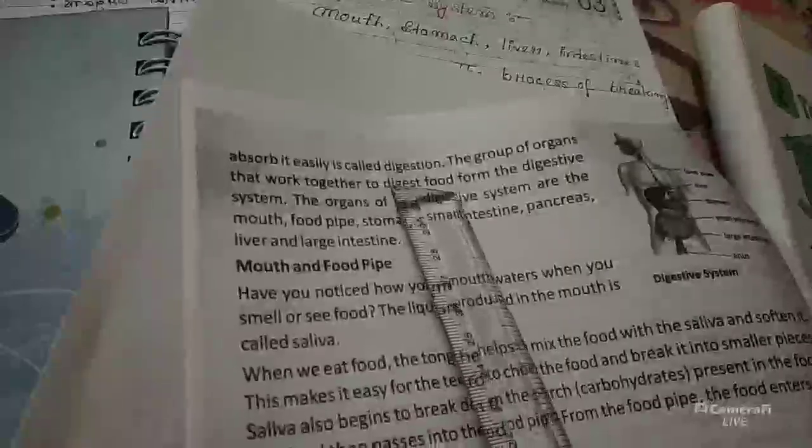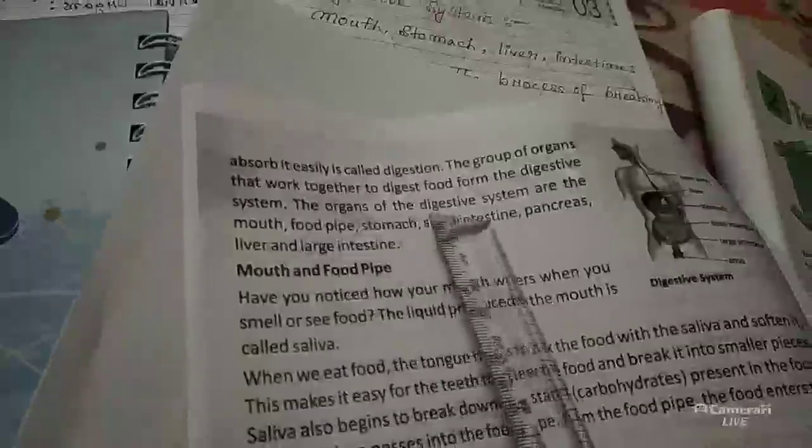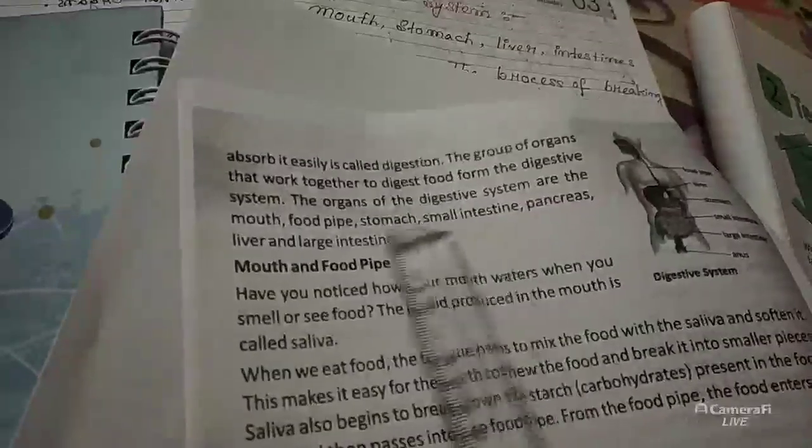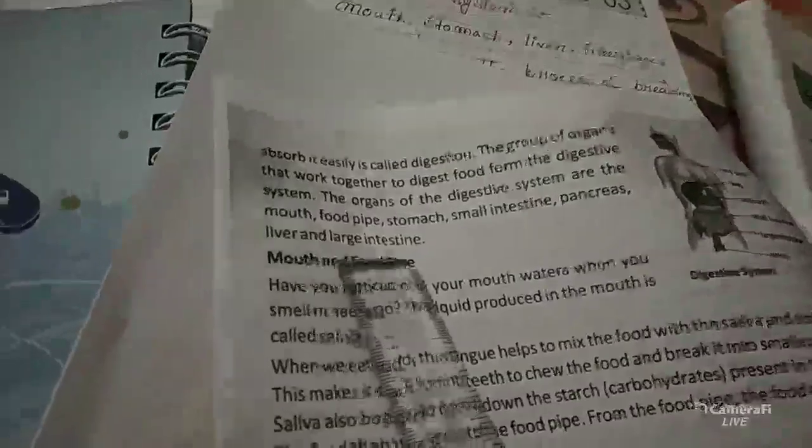The groups of organs that work together to digest food form the digestive system. The organs of the digestive system are the mouth, food pipe, stomach, small intestine, pancreas, liver and large intestine. Okay. First one is the mouth and the food pipe. Here I have written it very easily.